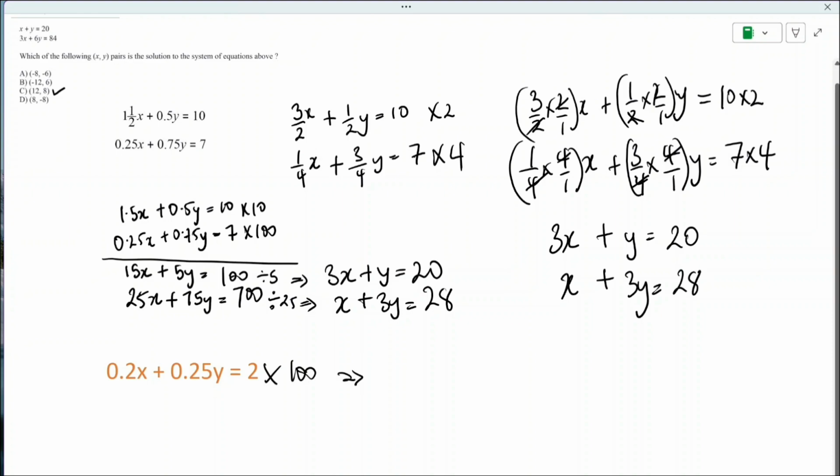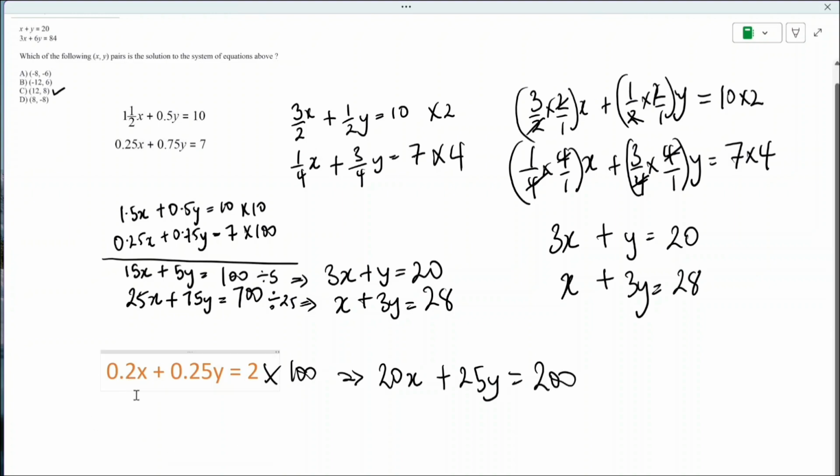And this will give you, rather than 0.2, if you multiply 0.2 by 100, you will be having 20x. Then 0.25 times 100 will give you 25. So you have plus 25y equals, then you have 2 times 100, that's 200.